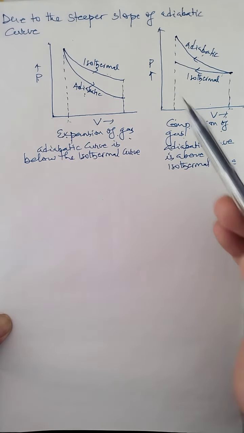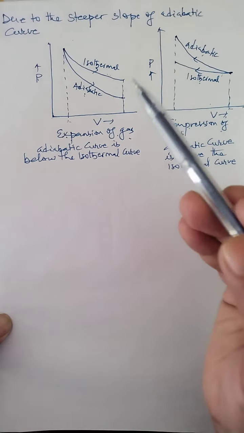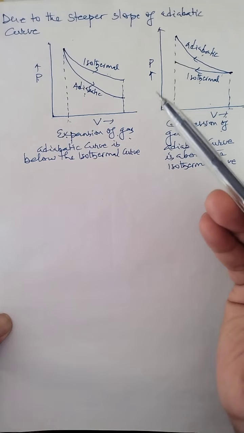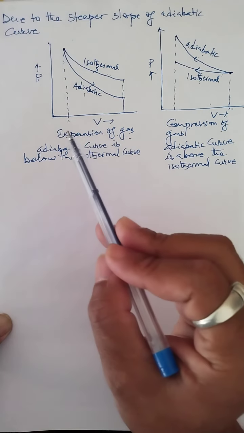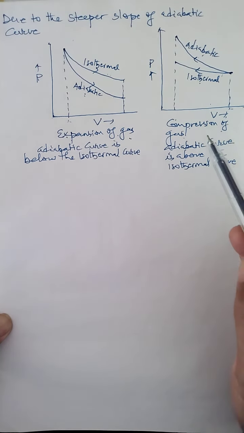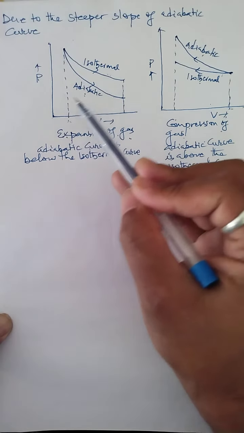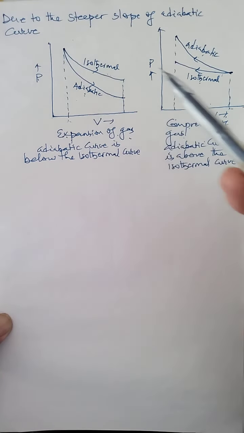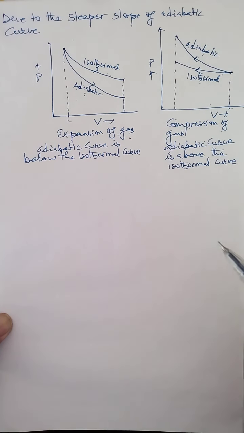That's the reason the slope of the adiabatic curve is steeper than the isothermal curve, which can be expressed under expansion of gas and compression of gas, so that we can simply see whether the adiabatic curve will be below the isothermal curve or above it.